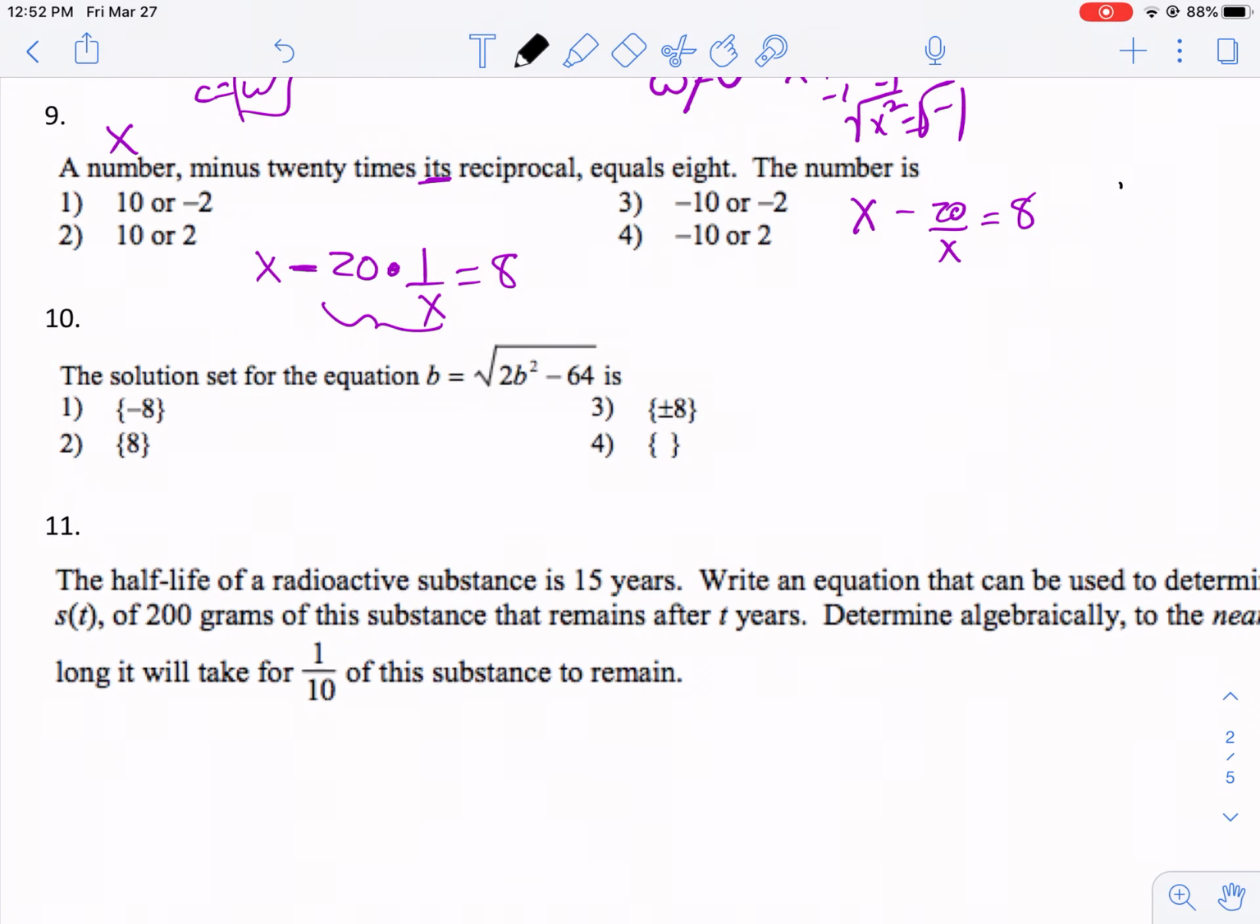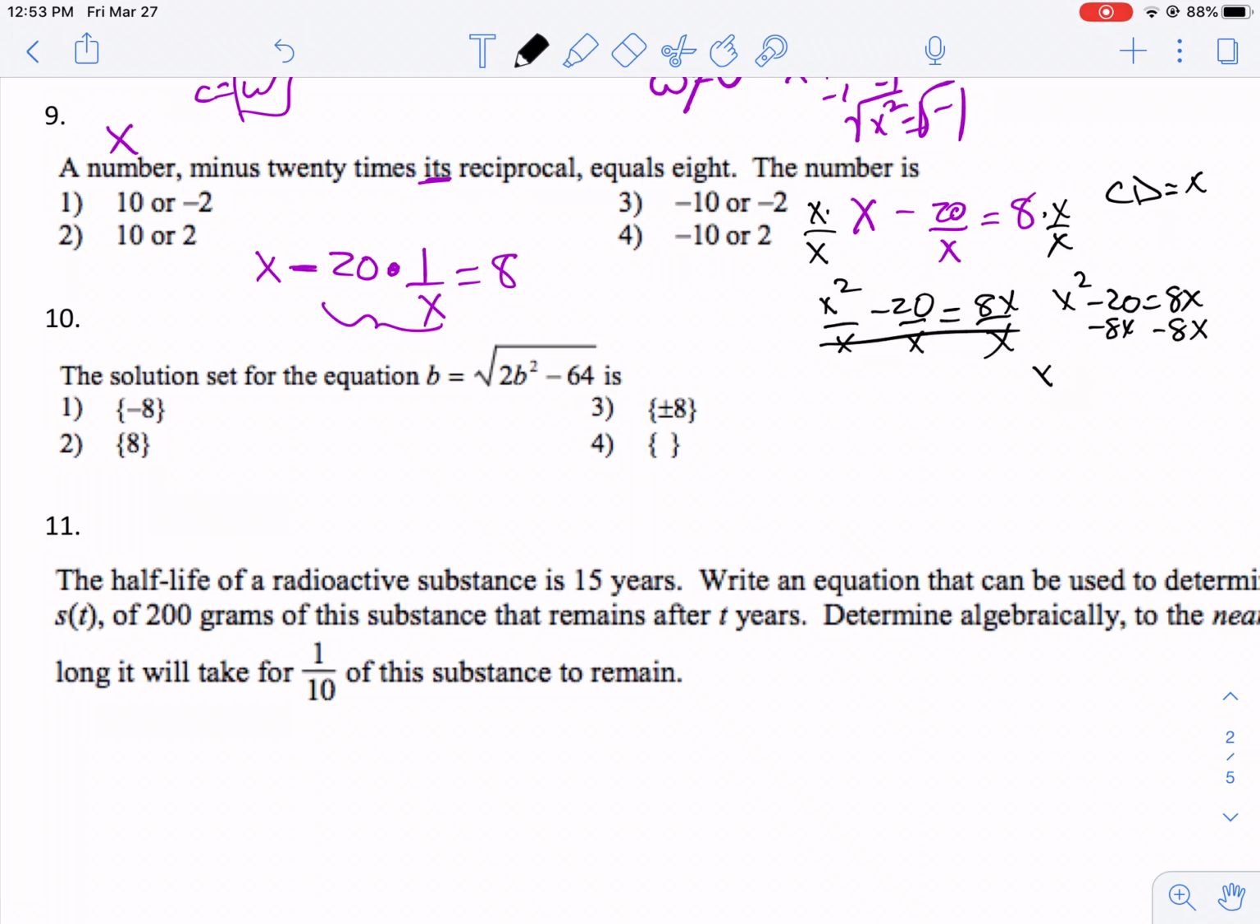Common denominator is x. Multiply the first fraction by x over x, the last fraction by x over x. I get x squared over x minus 20 over x equals 8x over x. Cancel out the denominators. X squared minus 20 equals 8x. Set it equal to 0. X squared minus 8x minus 20 is 0, and I'm noticing all the answers are nice, so that means I can factor.